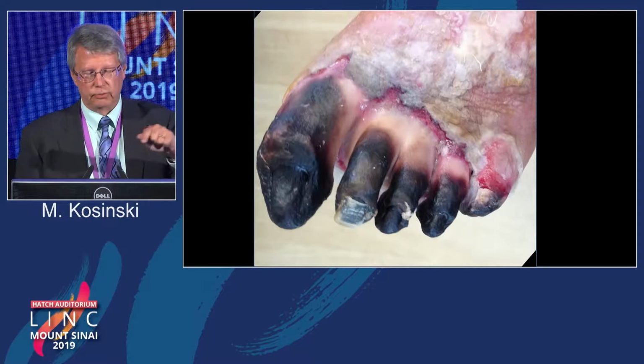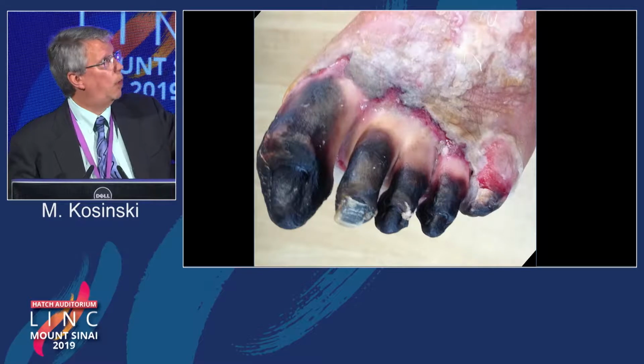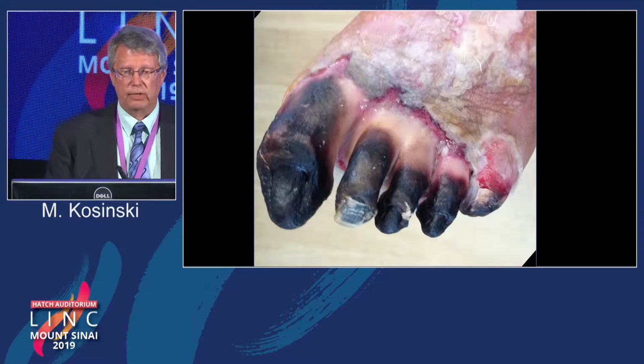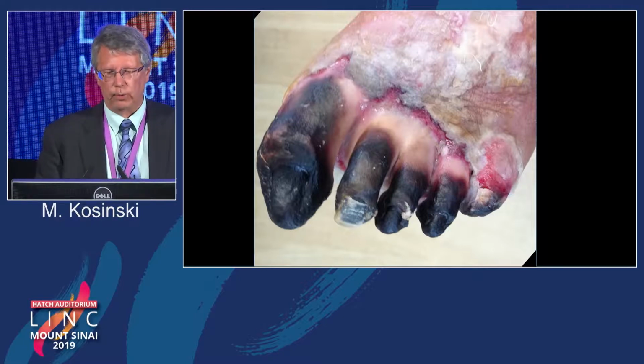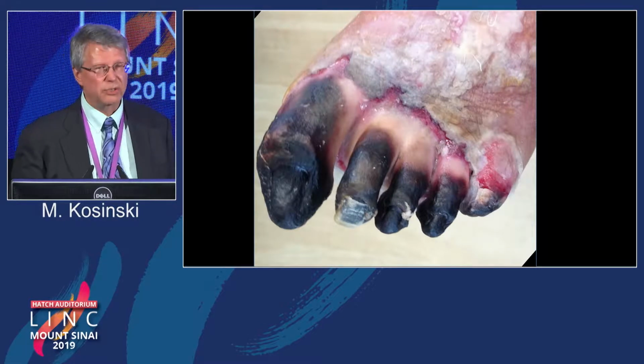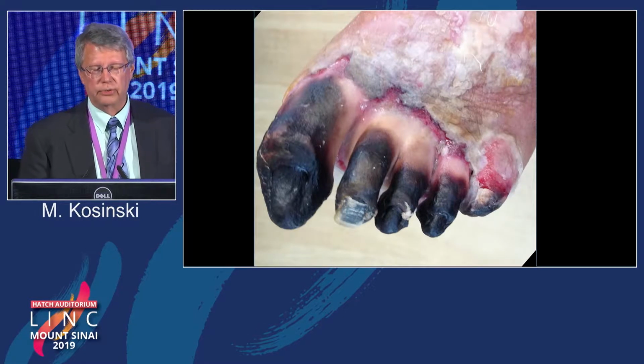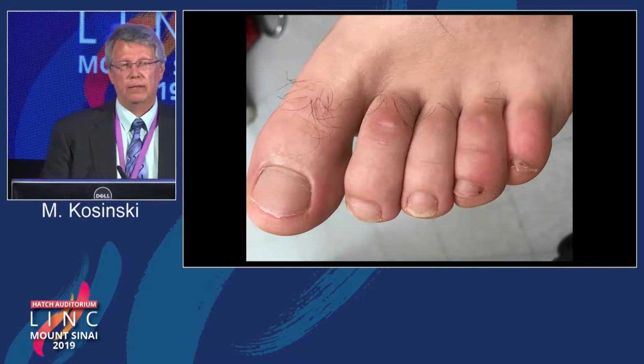It's beginning to demarcate, and if you look at the quality of the skin proximal to the line of demarcation, you can see the skin is very tight. It's bound down, and we can see that the patient has some dependent rubor as well, distinct from what we like to see. And this is a normal foot.